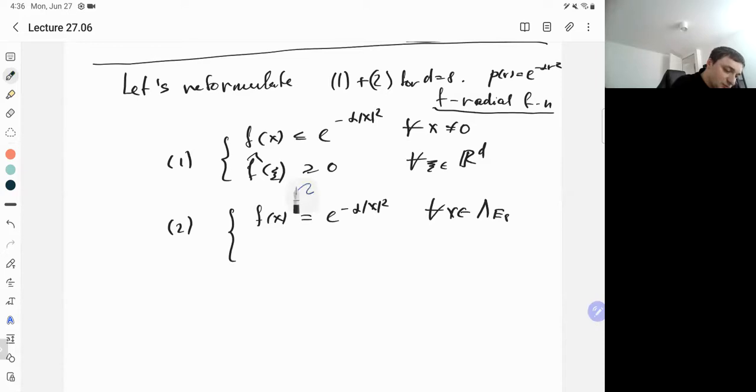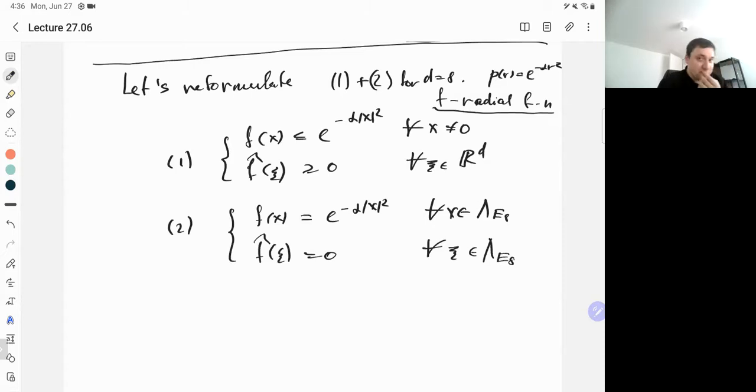And we want this to happen also whenever xi is in the dual lattice, we want this vanishing for the Fourier transform. But I already told you that the E8 lattice is self-dual, so this is the same set of numbers. And actually, let me now do some erasing here.